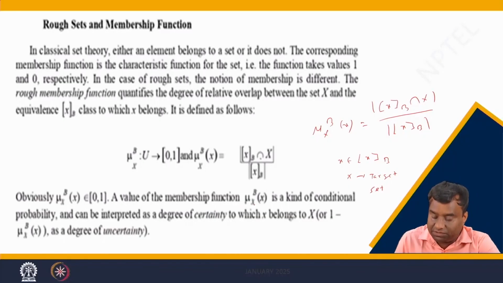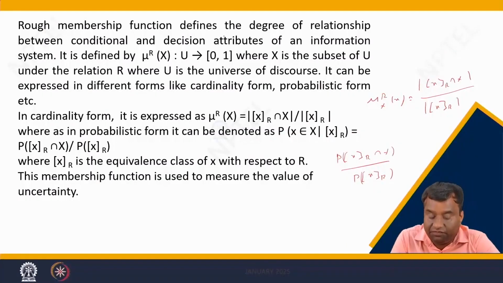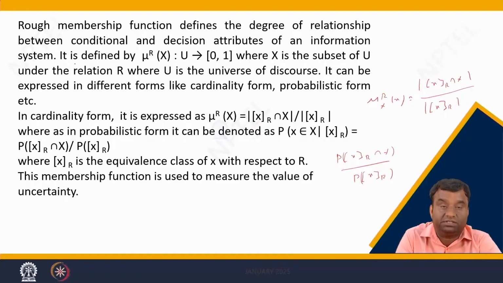The value of the membership function mu_X^B(x) is a kind of conditional probability and can be interpreted as a degree of certainty to which x belongs to X, or 1 minus mu_X^B(x) as a degree of uncertainty. So the rough membership function defines the degree of relationship between conditional and decision attributes of an information system. It is defined by mu_X^R, a mapping from the set of all objects to [0, 1], where X is a subset of U under the relation R, where U is the universe of discourse. It can be expressed in different forms, like coordinative form and probabilistic form.